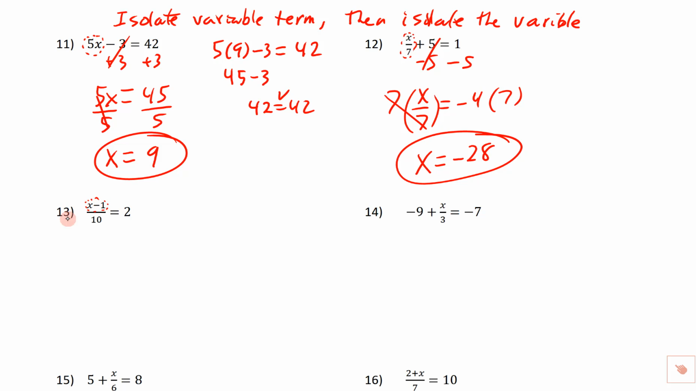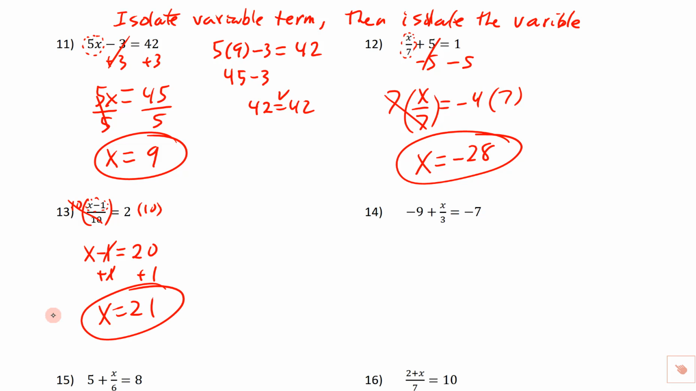So that means we want to keep the x minus 1 together. What we want to get rid of is the dividing by 10. So I'm going to multiply this side by 10, and I'm going to multiply this side by 10. Those are going to cancel, so that's going to leave an x minus 1 over here, and we've got a 2 times 10. That's a 20. And then the last step is just to get rid of that subtracting 1 by adding 1. So we get x equals 21.